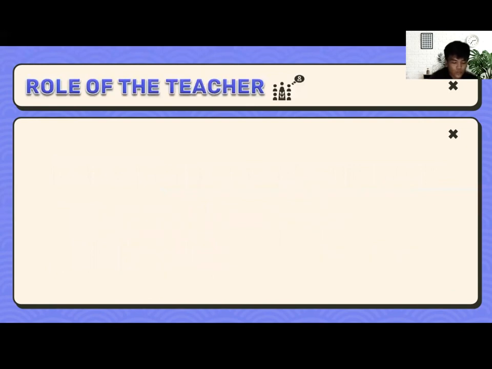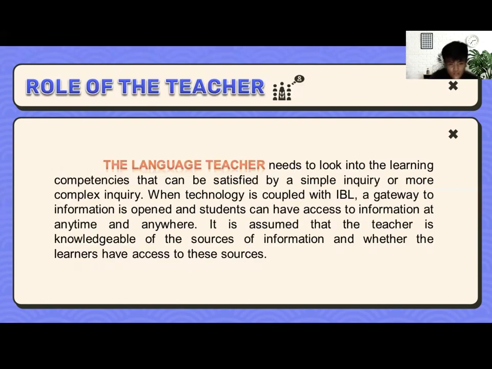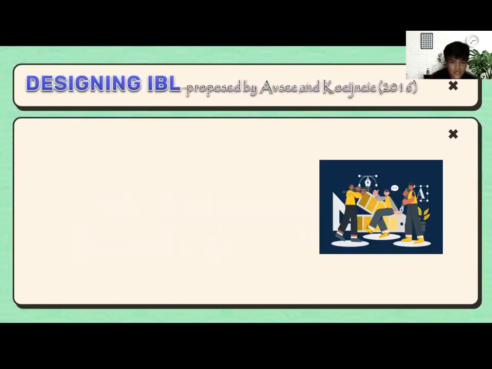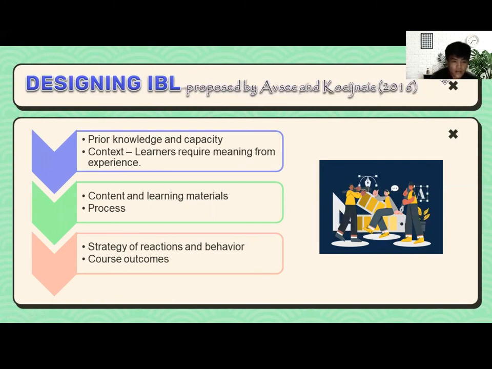We have here the role of the teacher. Okay. The language teacher needs to look into the learning competencies that can be satisfied with a simple inquiry or a more complex inquiry. In designing IBL, as proposed by Abisek and Cousin 2016, we have here the prior knowledge capacity, context, learners require meaning from experiences, content and learning materials, process, strategy of interactions and behavior, course outcomes.